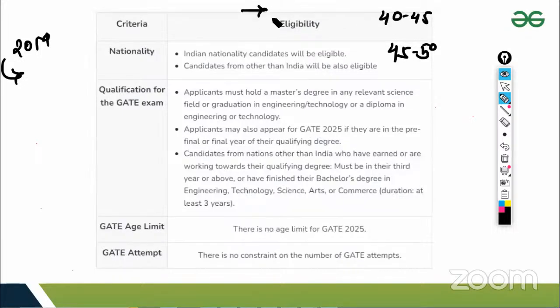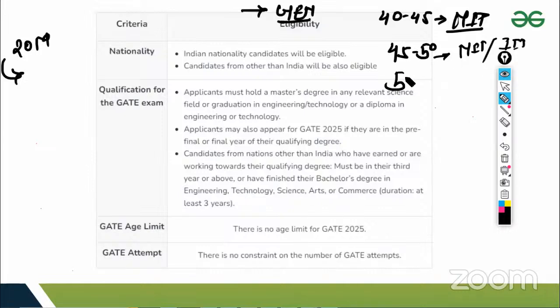Whatever data I'm saying is for the general category. Around 40 to 45, NITs open, like NIT Patna, NIT Durgapur, Allahabad. From 45 to 50, NIT Rourkela, NIT Trichy open. But over here, some new IITs are also open. From 50 to 55, you get the new IITs as well as some old IITs too. From 55 to 60, you will get all the old IITs and IISc Bangalore too.